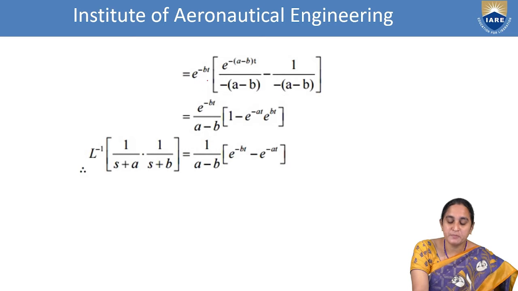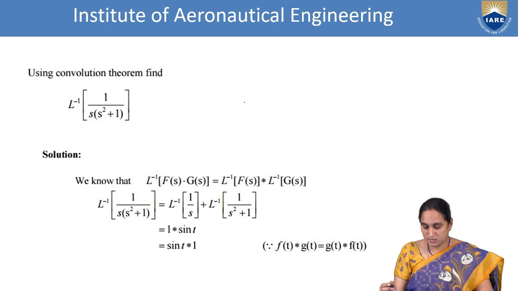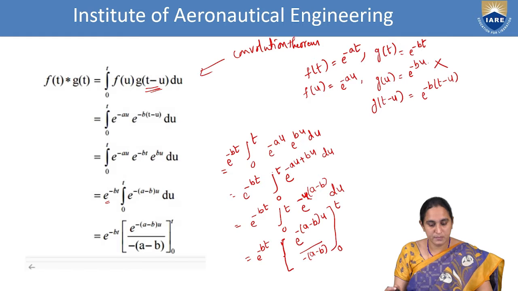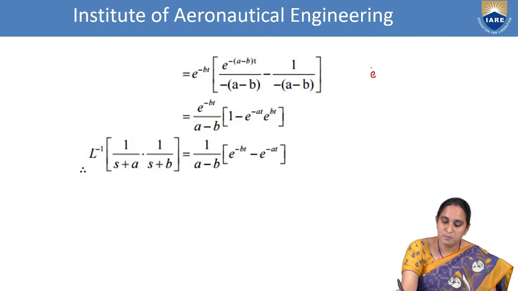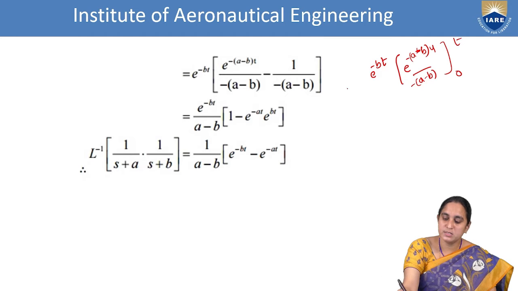That is e power minus bt into e power of minus of a minus b into t by minus of a minus b, minus, what about the e power 0 value? e power 0 value is 1. I'll explain clearly here. e power minus bt into e power minus of a minus b of u by minus of a minus b. I'll substitute the limit points here.